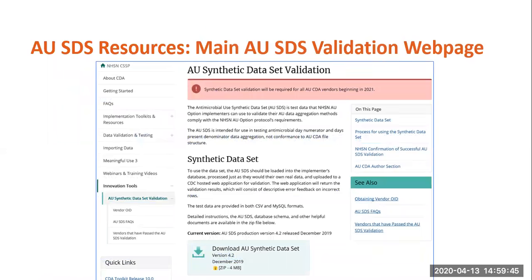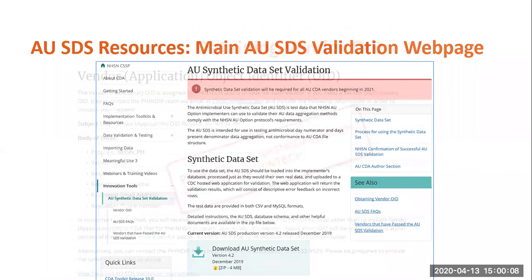Here's a screenshot of our main AU SDS validation webpage. This webpage has the downloadable AU synthetic data set with instructions in a zip file. On the top right, the menu shows the other sections that are listed on the web page. The See Also menu just below that has quick links to the other 3 topic areas that I'll show on the next few slides. Next slide, please.